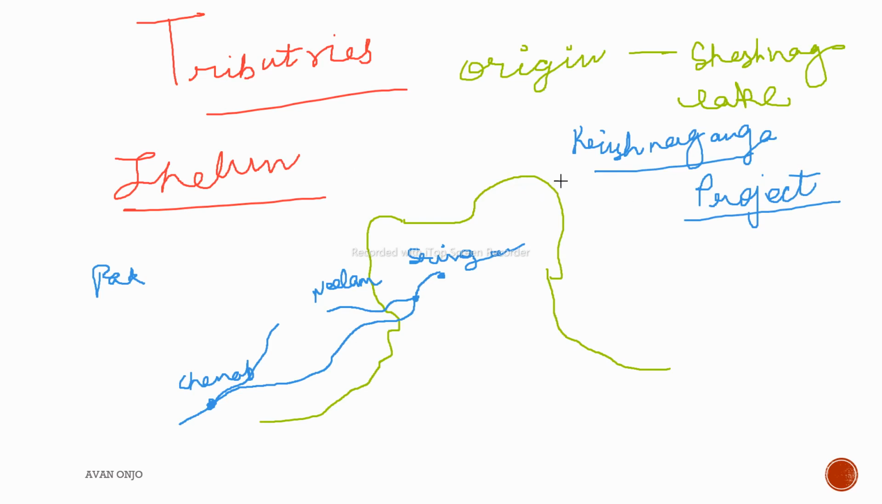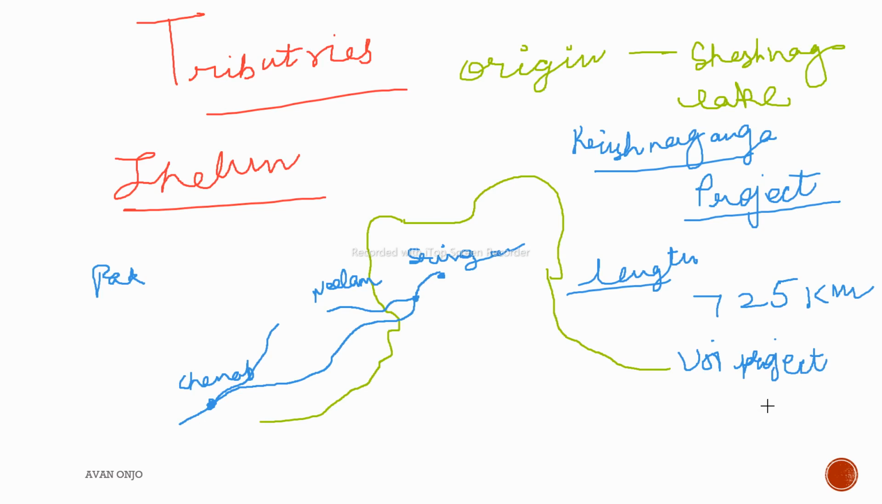Okay, and what else you need to know? You need to know the length for sure. So the length of this tributary is going to be 725 kilometers. Now apart from the Krishna Ganga project, there is another project that is known as the Uri project. It is also in J&K itself, relating to Jhelum, correct? So this was all about the tributary of Jhelum.